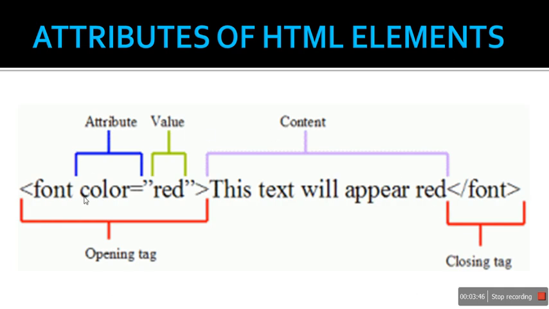So next example is of font tag. Font tag is used for changing the font color and size of the text. So here color attribute is used, which is provided with the color name value. So again it is written in the start tag, opening tag, then the content, and finally the closing tag.